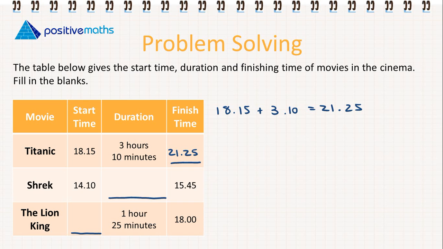Okay, the next one. We're told that Shrek starts at 14:10. We're not told how long it lasts for, but we're told that it finishes at 15:45. So, like with the bus problem, we have to find out the difference between the two times. And if we're looking for the difference, we're going to subtract. So, we have 15:45 minus 14:10. So 15 minus 14 gives us 1, and 45 minus 10 gives us 35. So the duration is going to be 1 hour and 35 minutes.